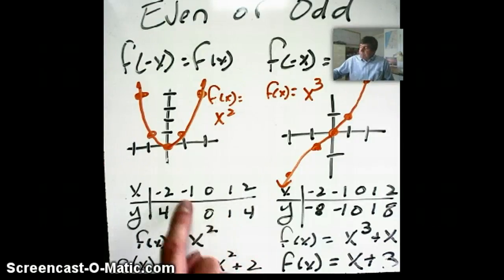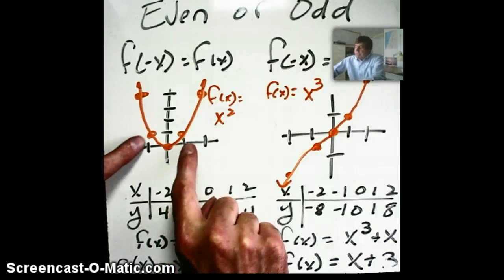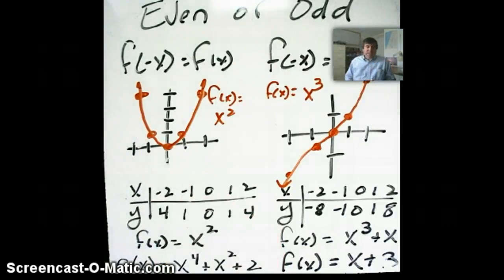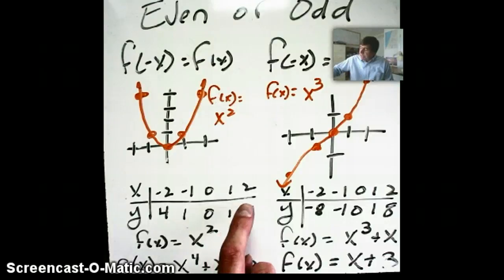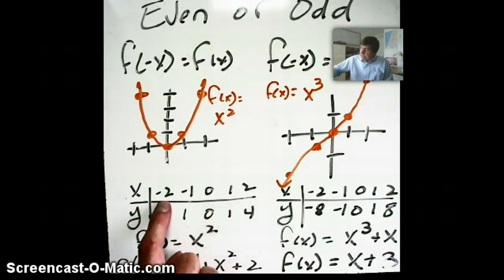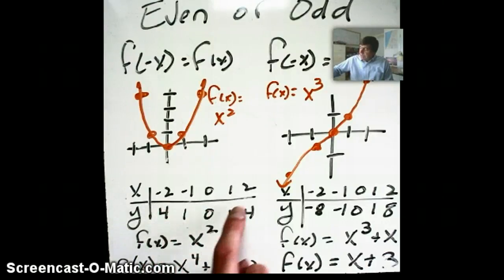What is f of negative 1? F of negative 1 is 1. Don't they have the same y value? Yes, they do. So for different values on the domain and the range, they have the same y value. That is the idea of an even function. Notice f of negative 2 is 4 and f of 2 is 4. They're both the same. That is it.